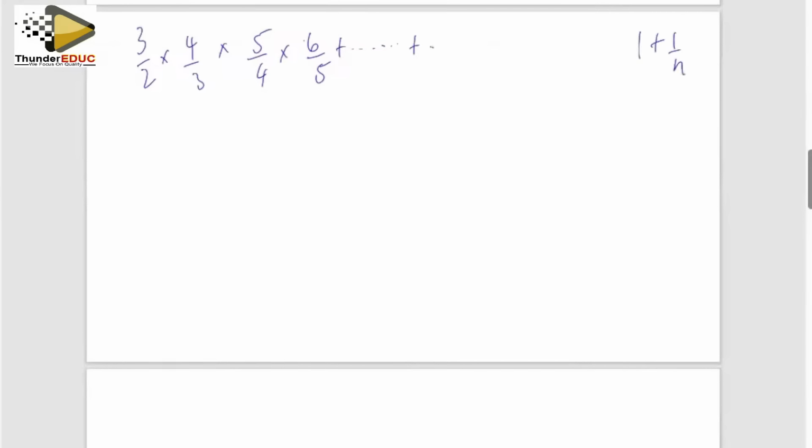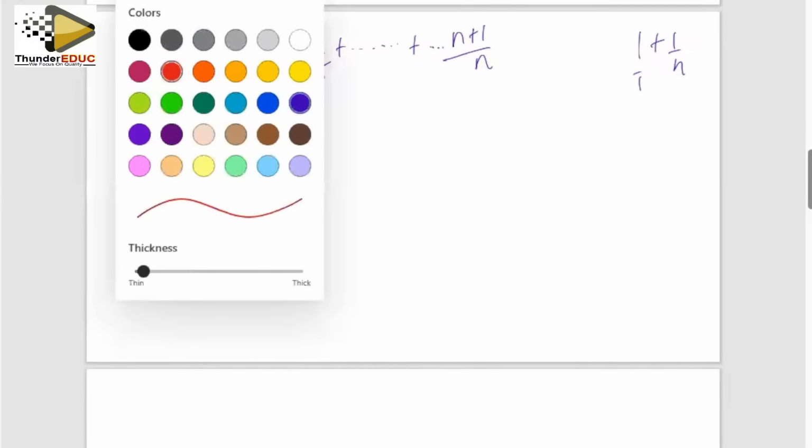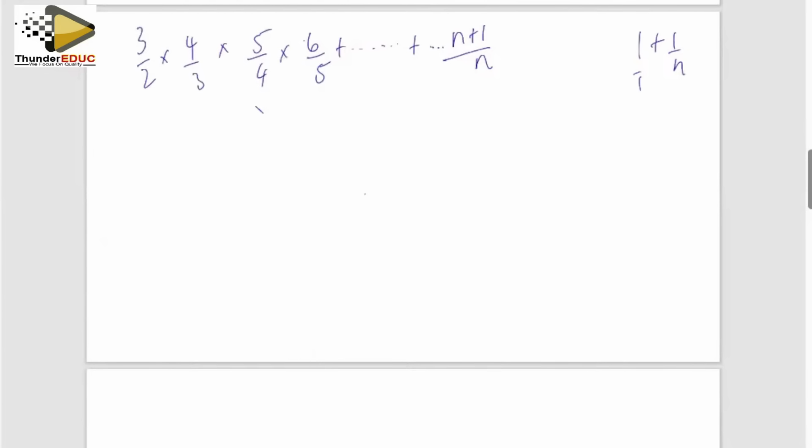Now let's change this also to an improper fraction. So that's going to give us n plus 1 over n. That's our last term. Now, we need to identify some sort of a pattern, okay? Now, this pattern is, we cross this, we cross that. We cross that, we cross that. We cross this, we cross that, we cross that.